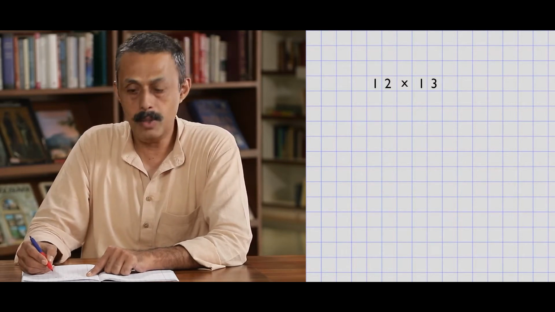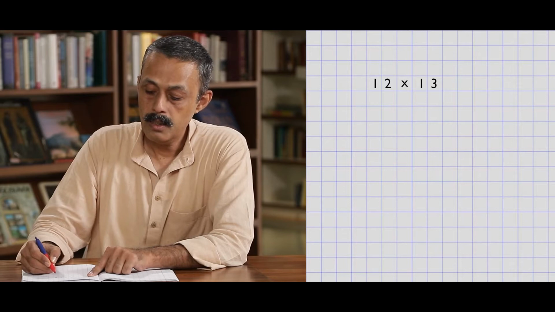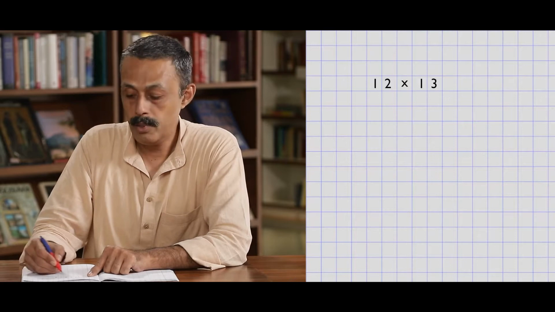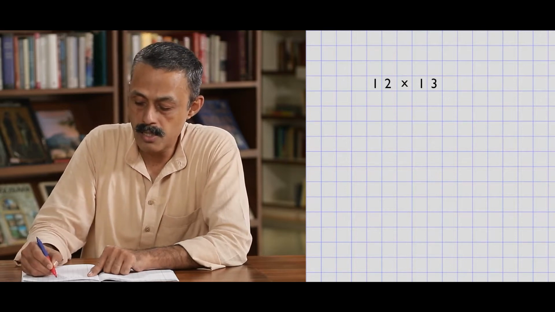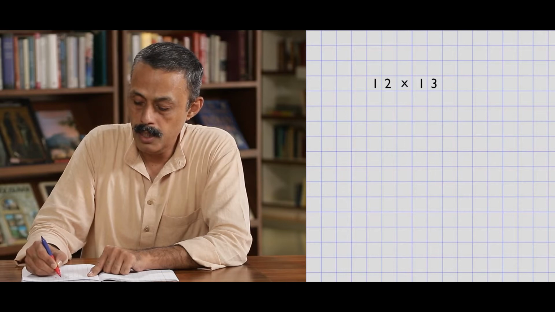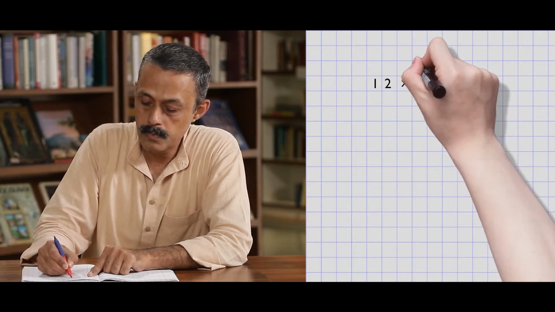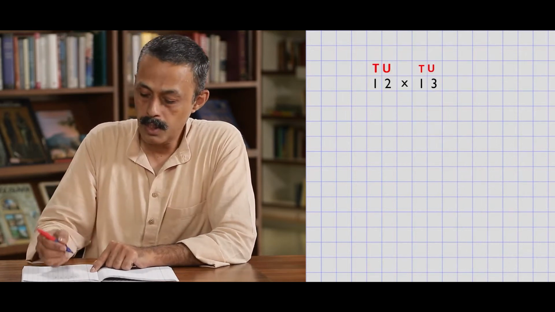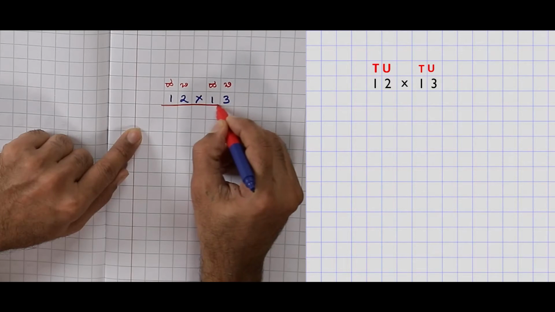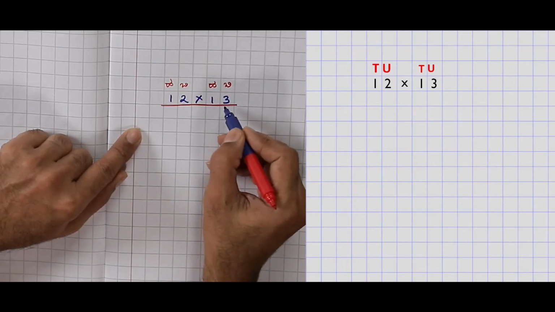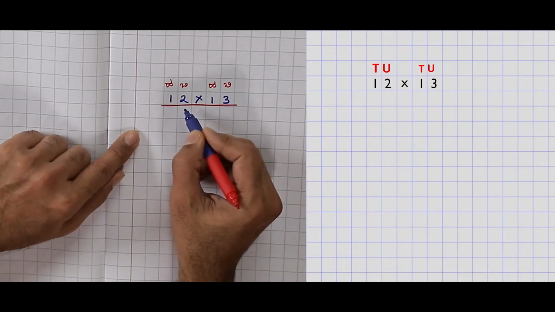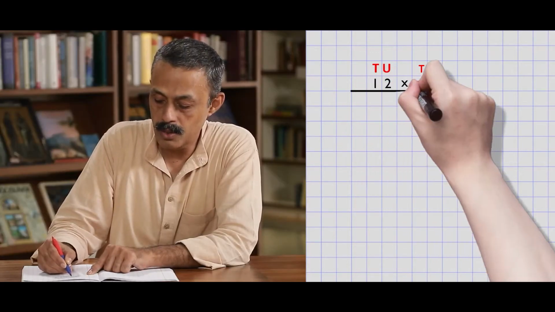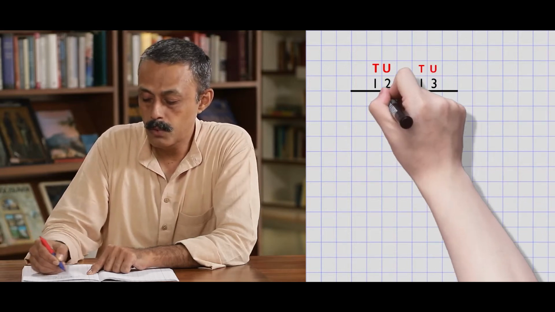Normally, in the concrete stage, before starting multiplication, we have to first show the place value. This is units. These are tens, units and tens. Now let us multiply. First we have to multiply the unit to unit. 3 2s are 6 and 3 1s are 3. This is easy.